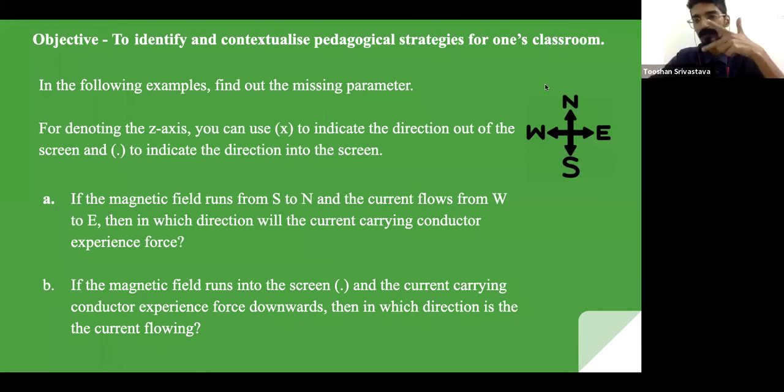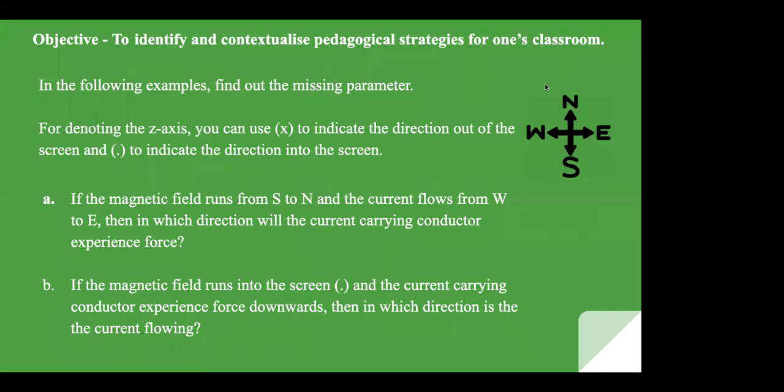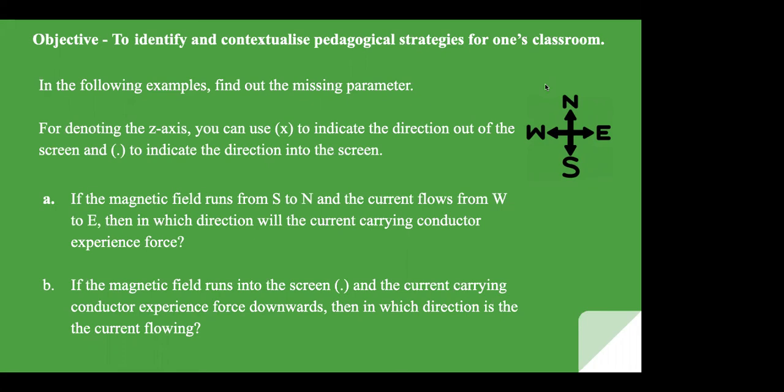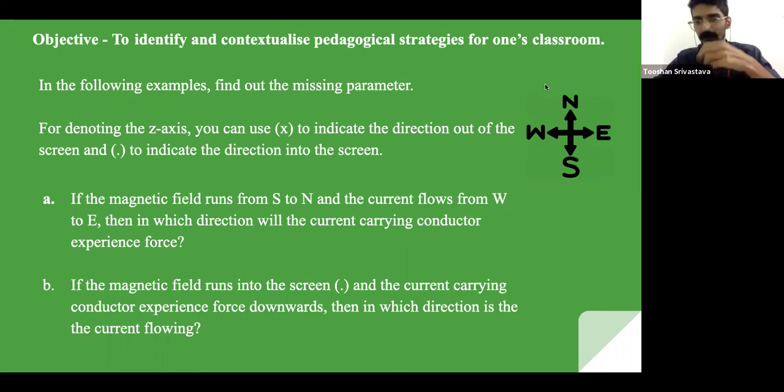Tell me, on the left hand, which finger is for magnetic field, force, and current? Index finger is for magnetic field. Correct. The middle finger is for the direction of the current. Correct, and the thumb. Thumb is for the force, basically. Force. Just remember it as FBI. Just start from here, and this is FBI, and this is how I remember this.